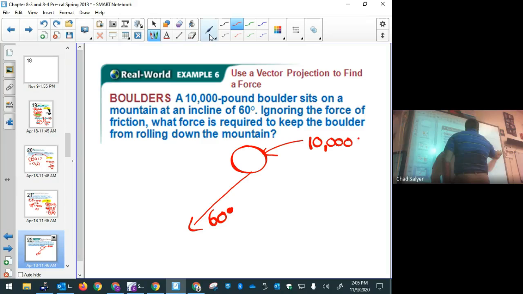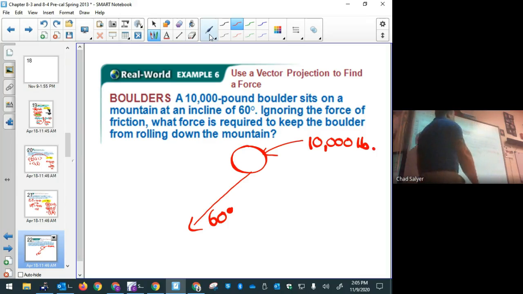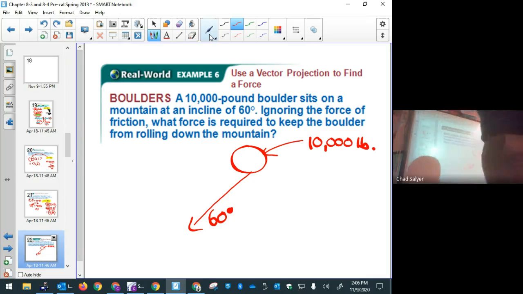So I've got 10,000 pounds of rock sitting up here. What is the force required to keep the boulder from rolling down the mountain? We're ignoring the force of friction, which would be high in this case. Rocks are not spherical, and they certainly have a high friction coefficient, but we're pretending like it's perfectly spherical, and there's no friction coefficient.